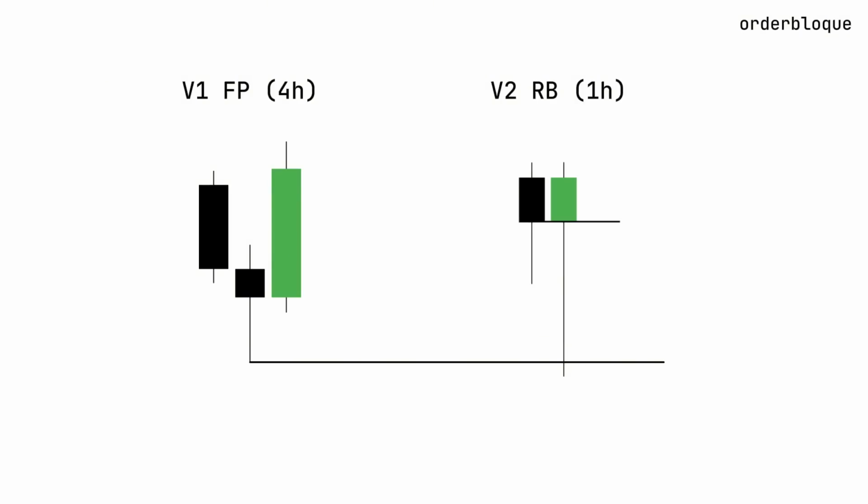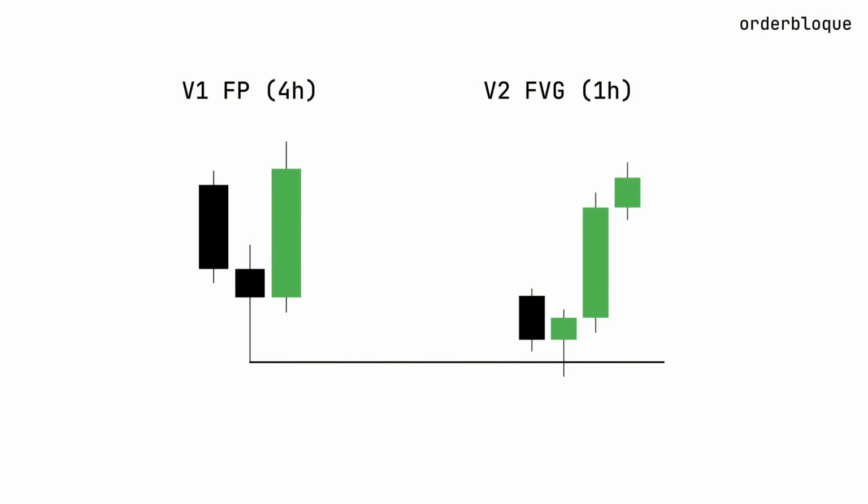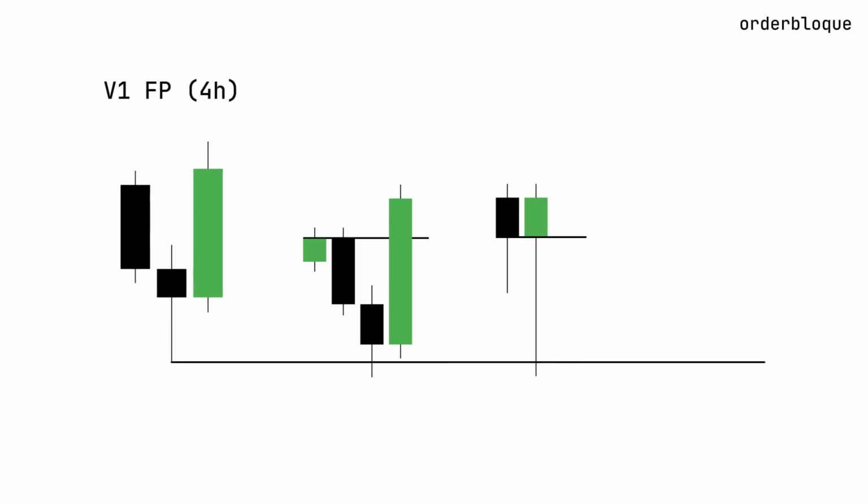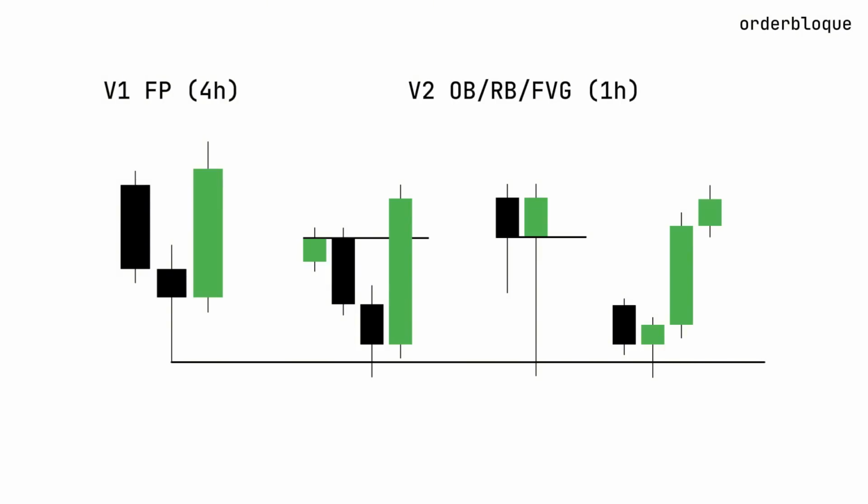The second is a rejection block, where ideally the candle bodies should not close above the fractal point level. And the third is a fair value gap, which ideally should not touch the fractal level at all, which would demonstrate the strength of the incoming market volume. Based on personal experience, this combination has an even higher probability of success than the previous one.